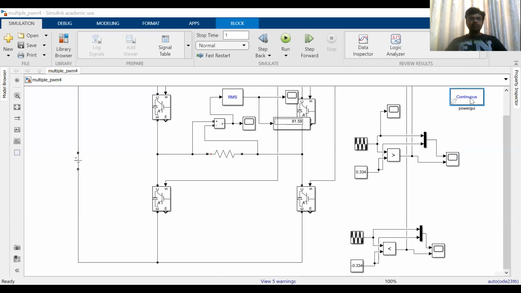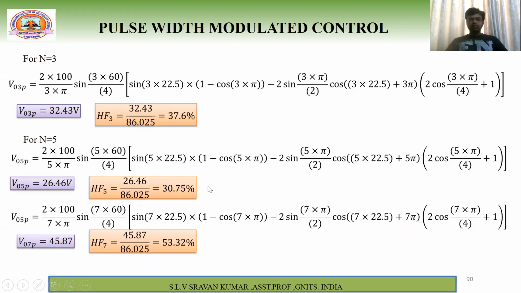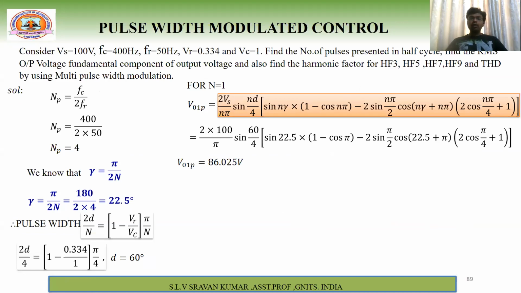Because of these disadvantages, generally we are not using this multiple pulse width modulation. If you choose a proper pulse width, definitely you will reduce the lower order harmonics, right? But the pulse width is the same for two pulses or four pulses, everything. So then you may not get low lower order harmonic magnitudes. So this is about multiple pulse width modulation.